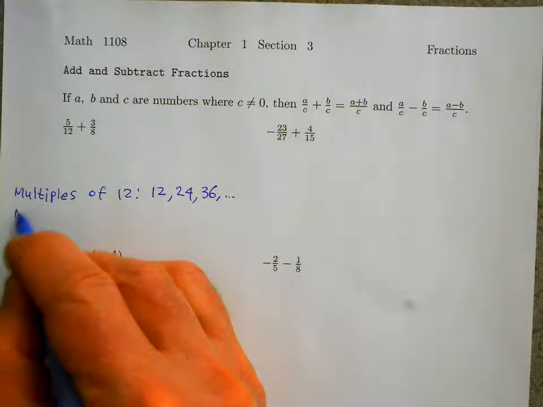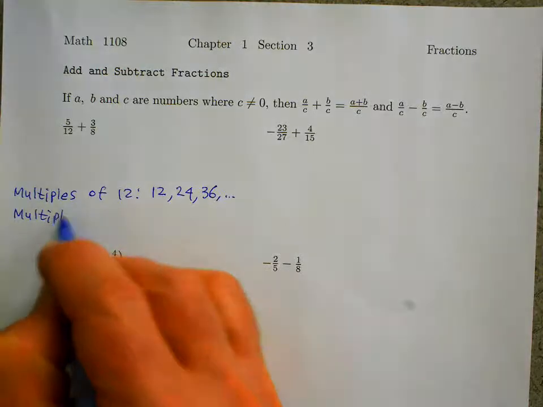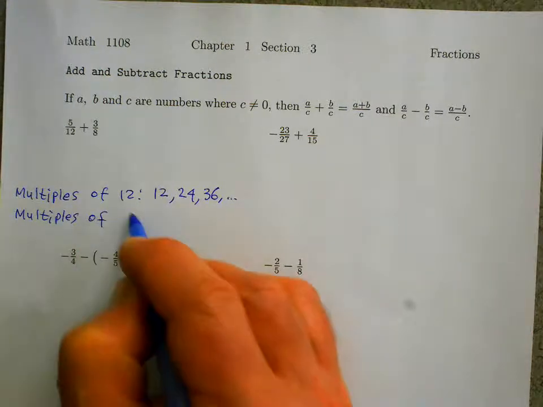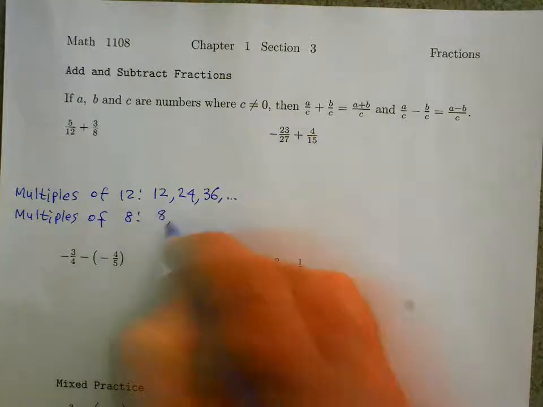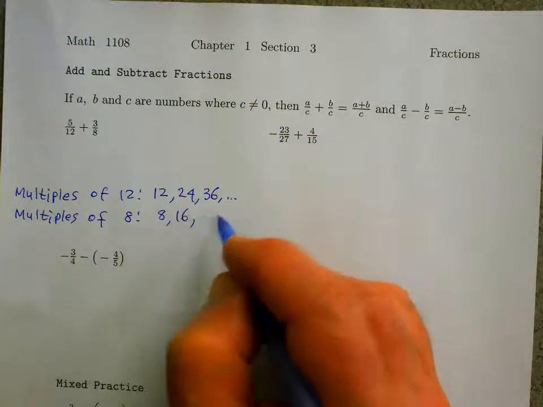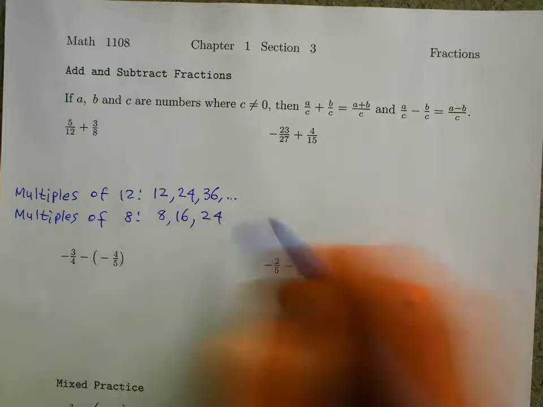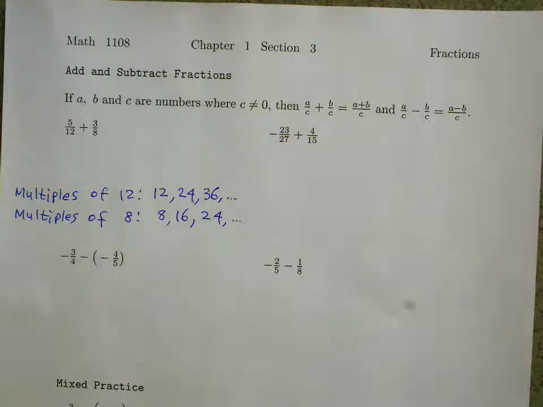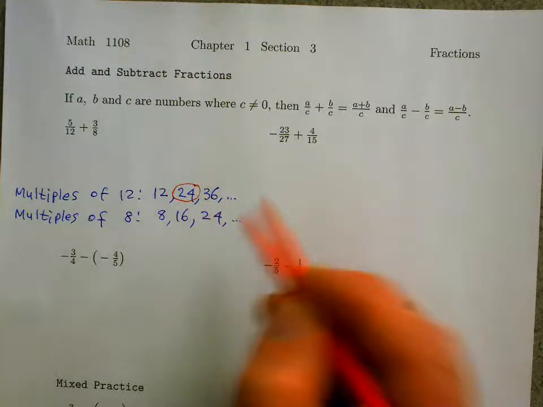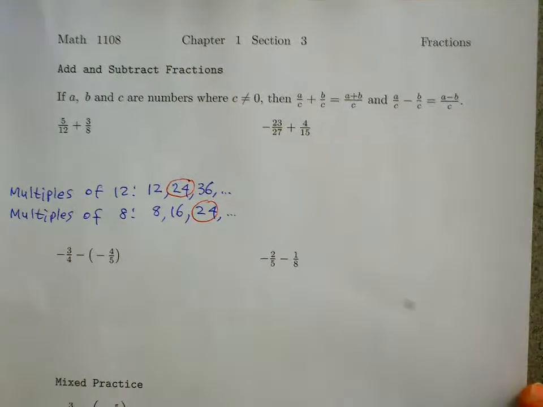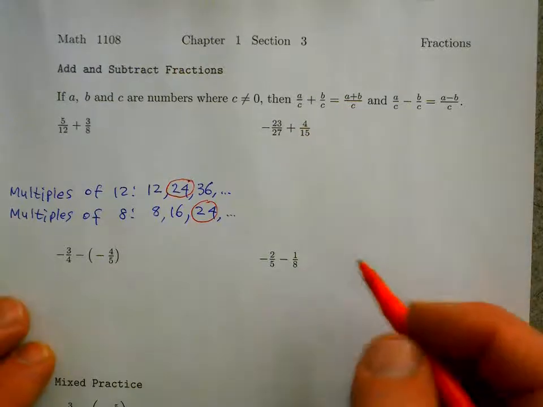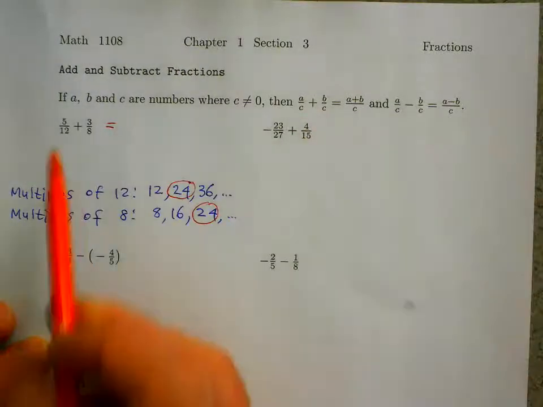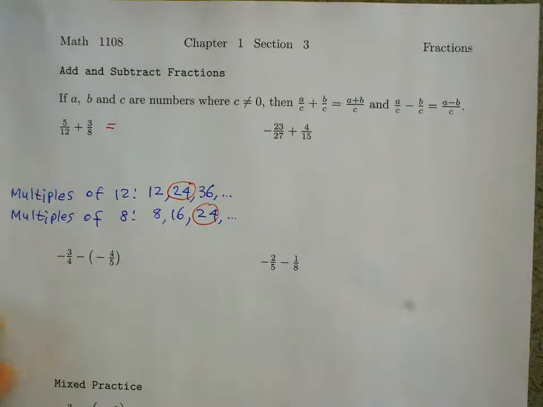The multiples of 8? Well, 8 times 1 is 8, 8 times 2 is 16, 8 times 3 is 24. We could keep going, but we found a common multiple, 24. So we can multiply each of those two fractions by 1 in special forms so that the equivalent fraction has a denominator of 24.